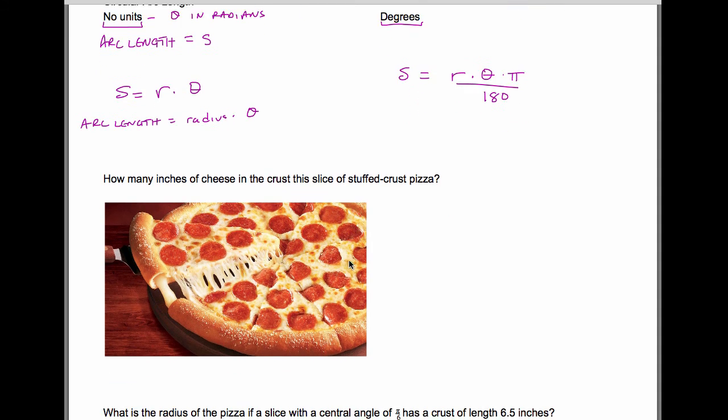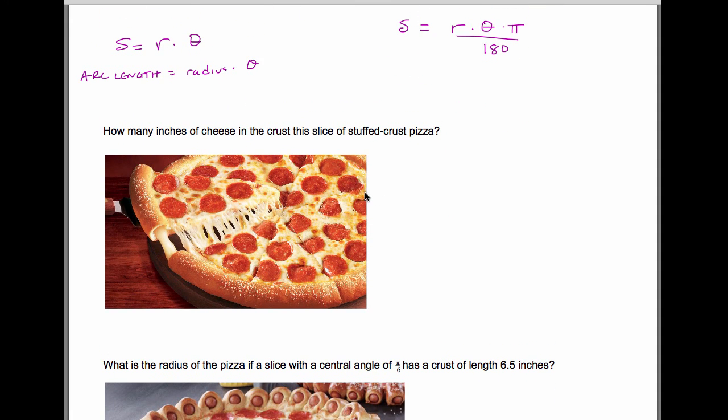What are they going to ask me to do with this? Pizza. They're going to ask me to find the length of the crust of a pizza. How many inches of cheese are in the crust of this stuffed crust pizza? That's saying, if I'm looking around the outside of this piece of pizza, how much cheese is in there? Well, I need to give you some background information. This pizza has a radius of 7 inches, or a diameter of 14 inches. It's a 14-inch stuffed crust pizza.